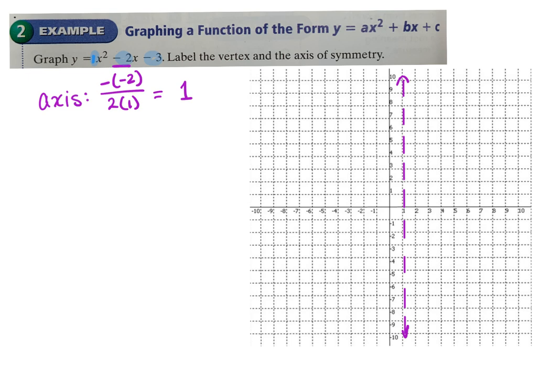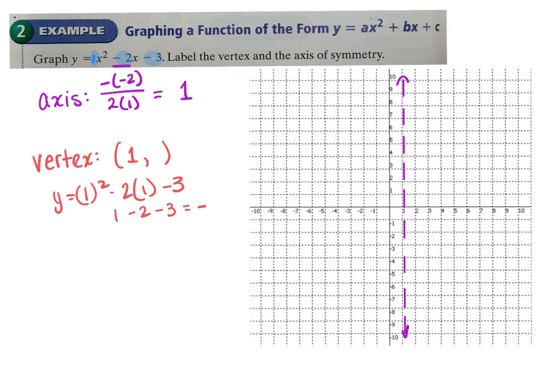So next we're going to find our vertex. To find this, we're going to take the 1. We automatically know that it's going to be 1 something. We're going to take the 1 and plug it in. 1 squared minus 2 times 1 minus 3, right? So I have 1 minus 2 minus 3. I get what? Negative 4. So my vertex is 1, negative 4. So I'm going to go to my graph and plot my point at 1, negative 4.